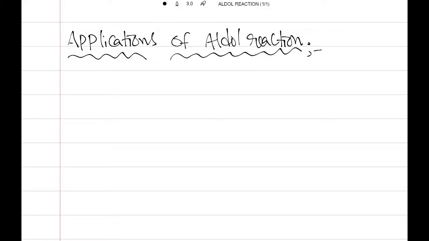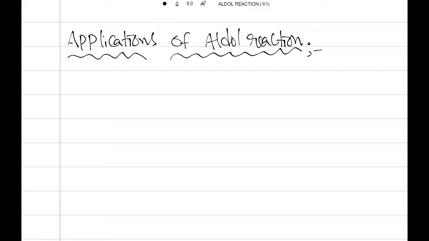Friends, in my previous lecture I just gave the mechanism of this aldol reaction, and I took only 2 to 3 examples. So in this lecture, I will go into a detailed explanation of the aldol reaction, and also give some applications, as well as solve some previous questions. Okay, right. So we will go one by one.